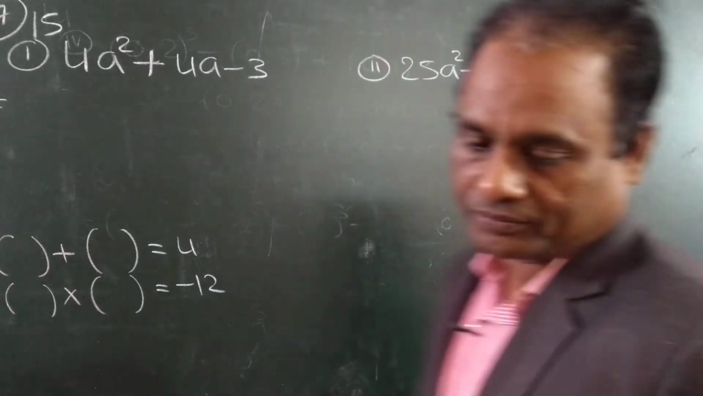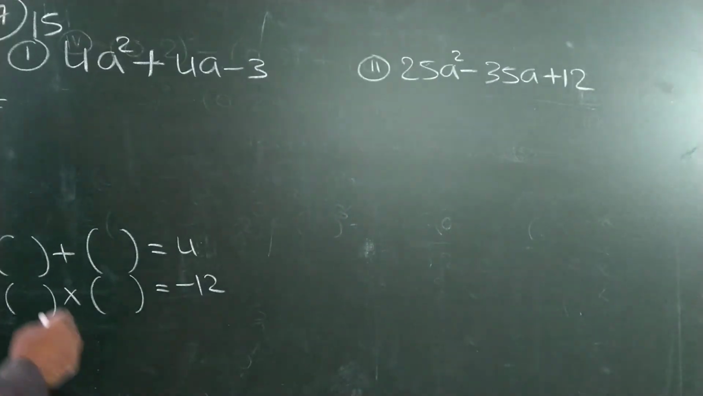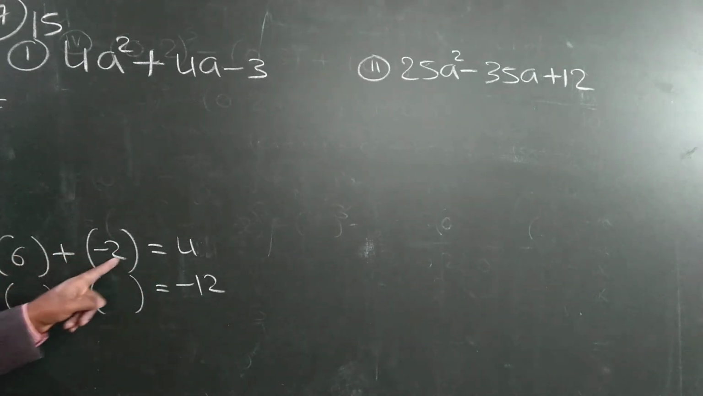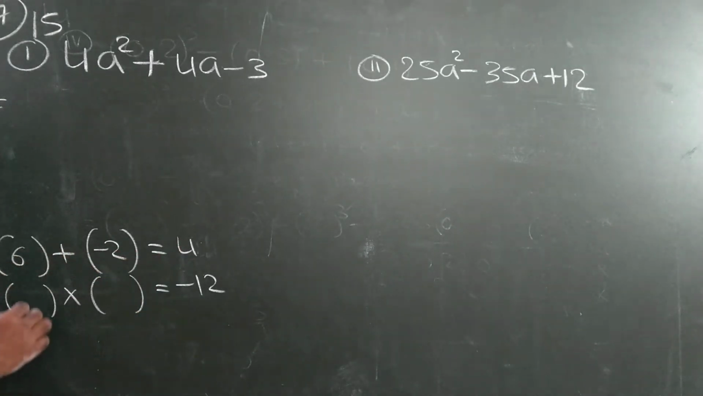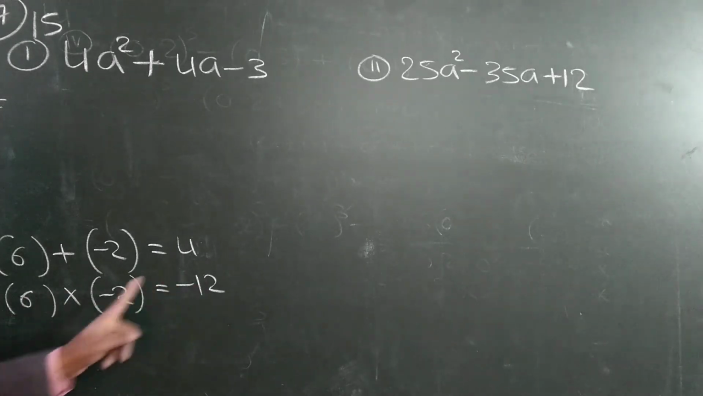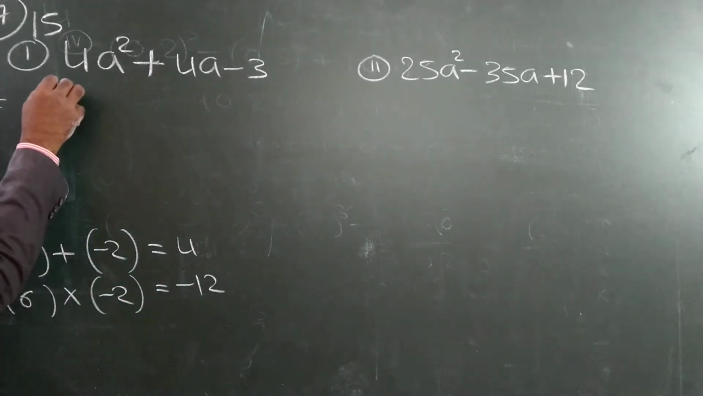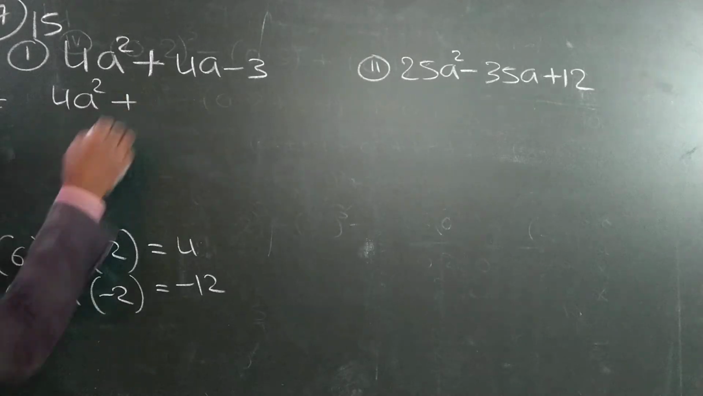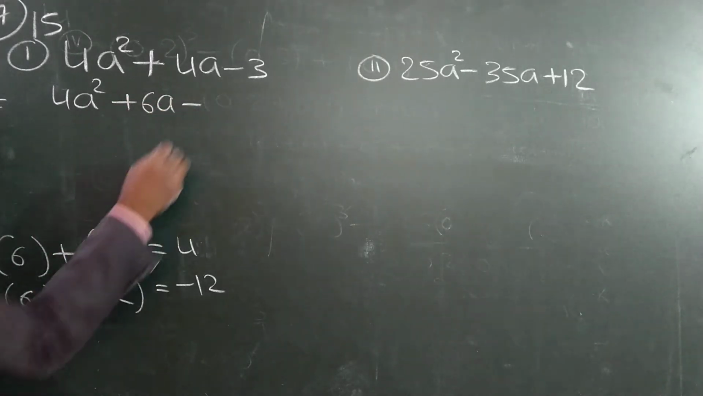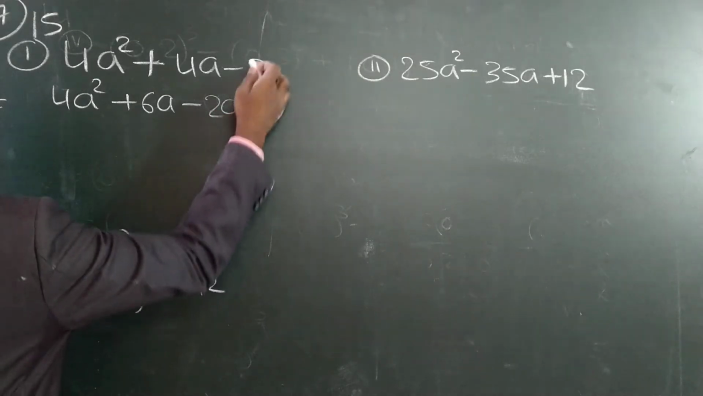Correct. Good. Somebody got this. 6 minus 2 is 4. 6 into minus 2 is minus 12. So therefore, 4a square plus 6a minus 2a minus 3.